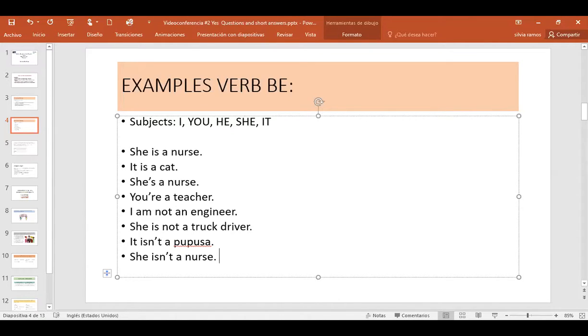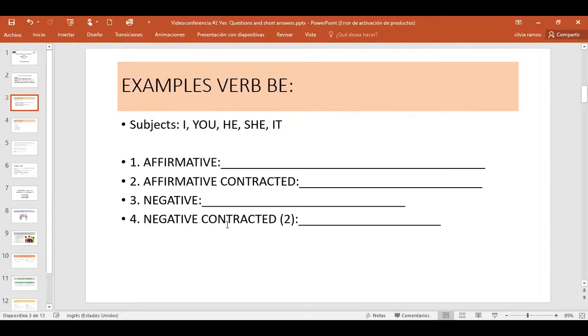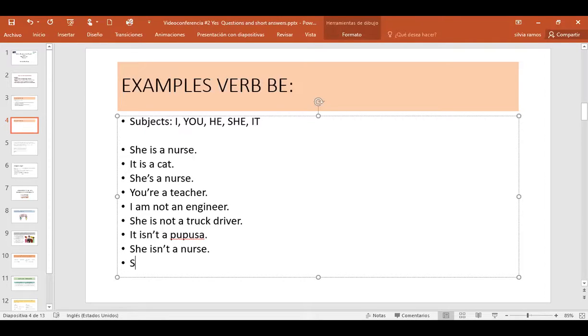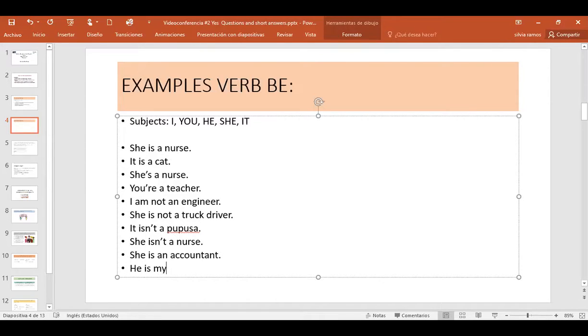Karina Melissa. Thank you, Johanna. Give me an affirmative sentence. She is an accountant. Who's accountant? Contador, o contadora, okay? She is an accountant. Very good. Let's see here. Nelson Iván, affirmative. He is my father, okay? Very good, Nelson.